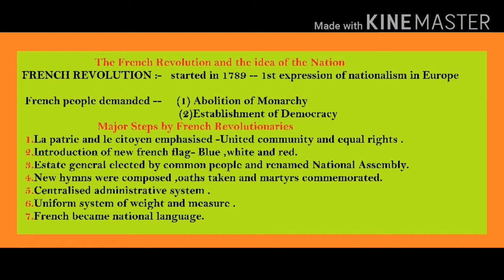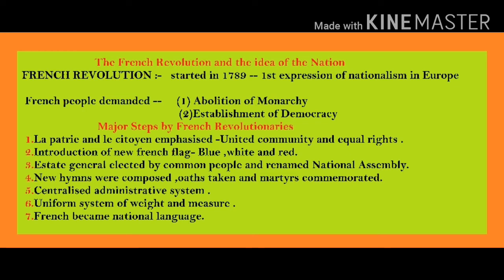Then, internal custom duties and dues were abolished and a uniform system of weights and measures was adopted. In order to maintain equality in the trading sphere and to augment economic development, different policies were undertaken so that equality can be maintained and trading activities can prosper. And again, regional dialects were discouraged and French became the common language of the nation.